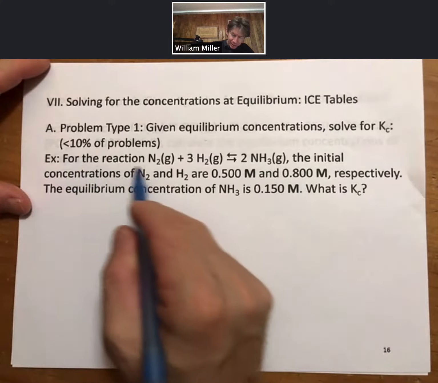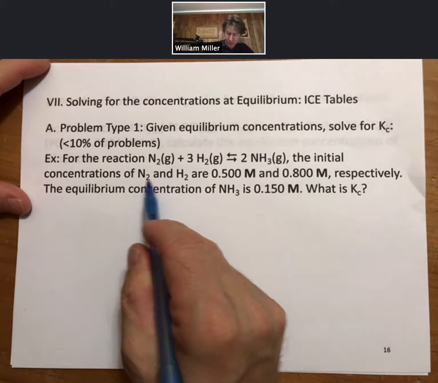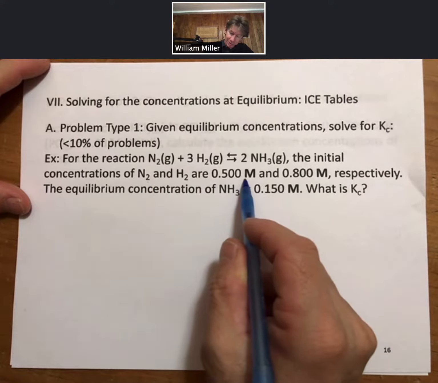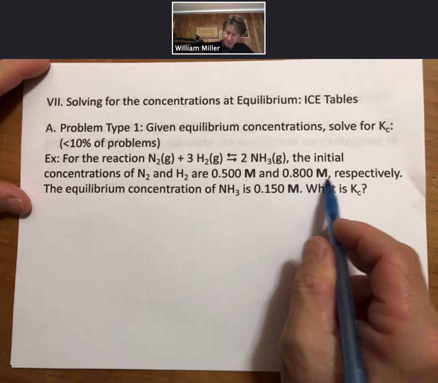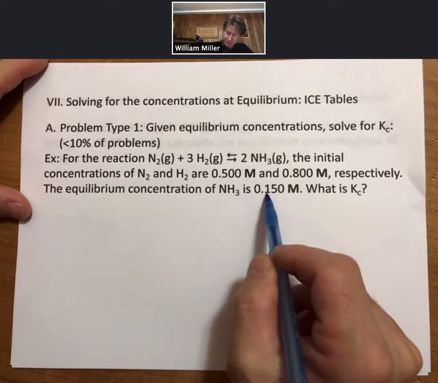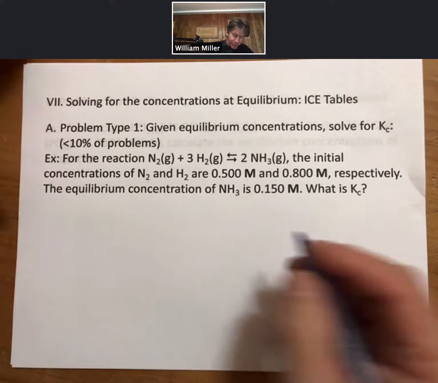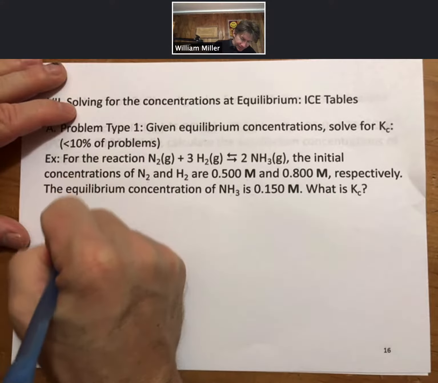It says, for the reaction given here, the initial concentrations of nitrogen and hydrogen are 0.500 molar and 0.800 molar respectively. The equilibrium concentration of NH3 is 0.150 molar. What is Kc? So ICE table problems have a general form.